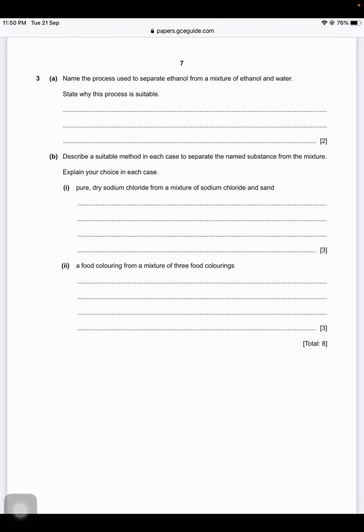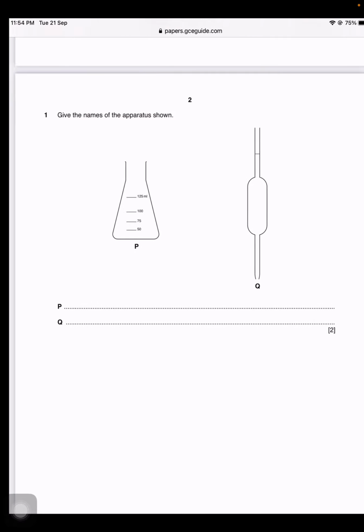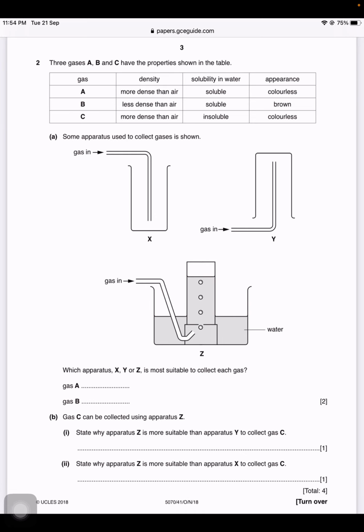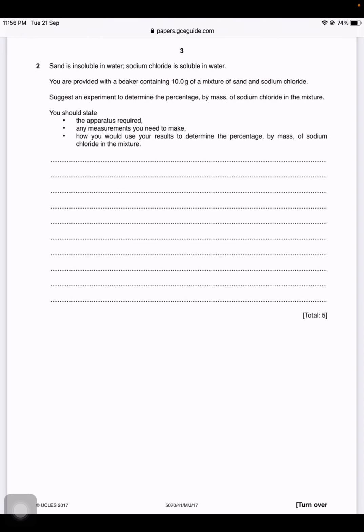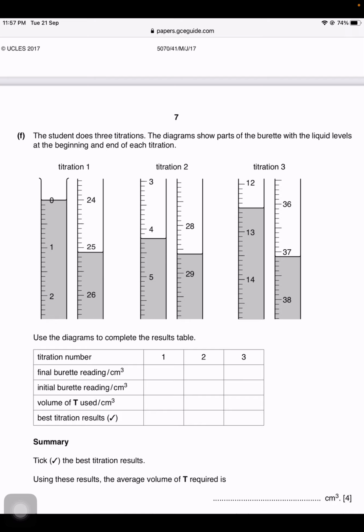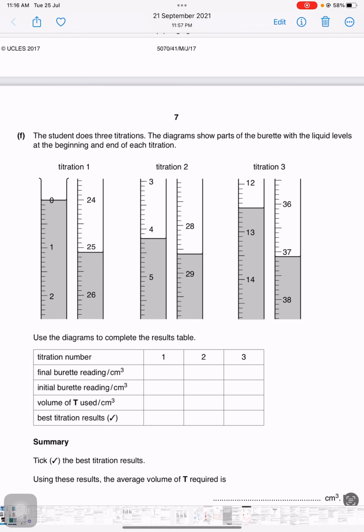Okay, now I am taking you to the next question. What is P here? P is the conical flask, whereas what about Q? Q is again the pipette. You can see that the mark is above that bulb. Here there is a question related to the collection of gases, which you may consider in the gas jar. Afterwards, you can see this is the Liebig condenser, and it is inserted into a round bottom flask. And then I am taking you to the next diagram here.